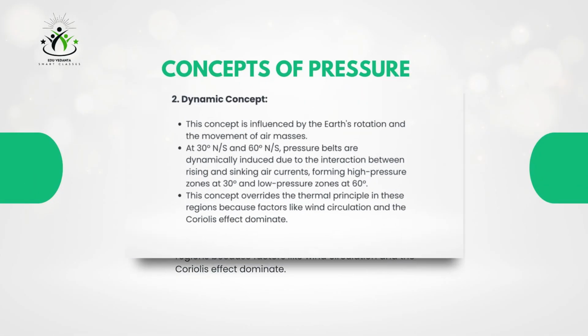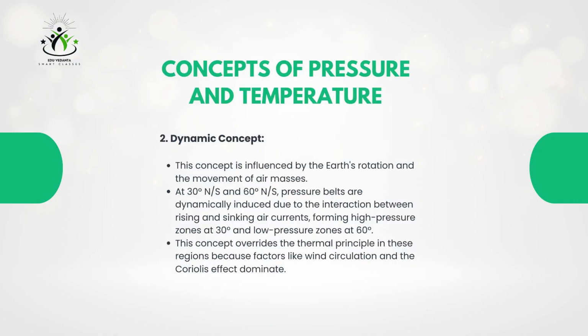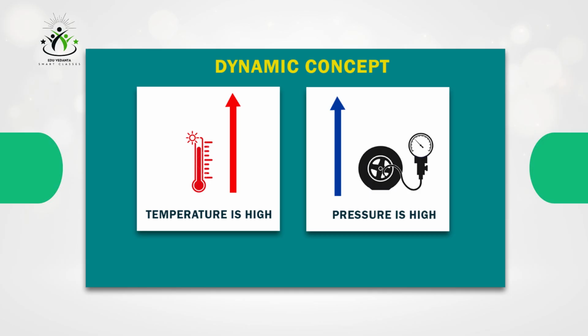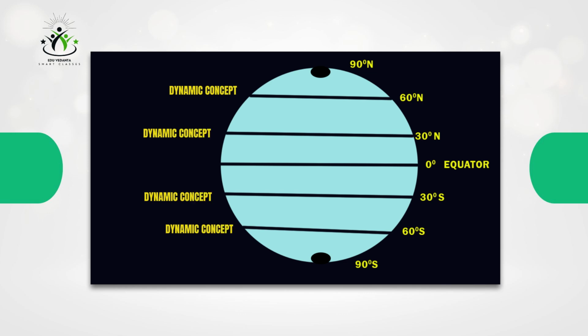Dynamic concept. Here the pressure is directly proportionate to temperature. Means when temperature increases, the pressure also increases. Now, apart from temperature, Earth's rotation and wind interactions also play a major role. At 30 degrees north and south and 60 degrees north and south, the pressure belts are formed not due to temperature, but due to these dynamic factors. High pressure is formed at 30 degrees and low pressure at 60 degrees.